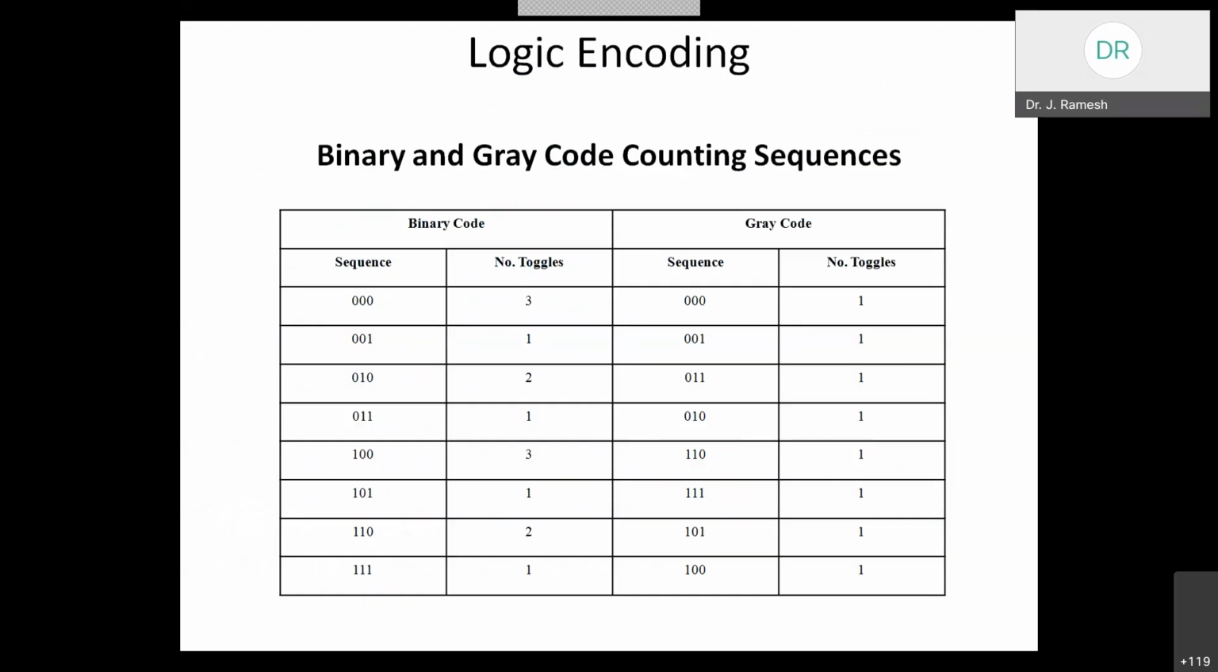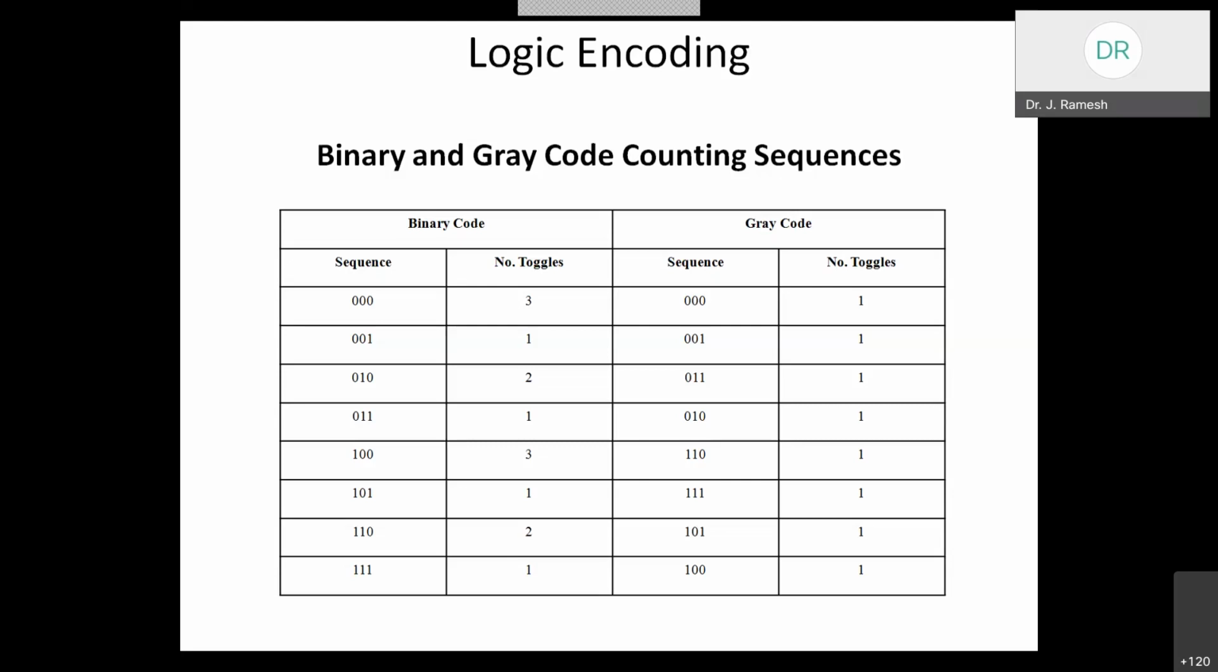The binary code will be in the straight binary sequence. For example, for a 3-bit pattern, it will be 0, 0, 0, 0, 0, 1, and so on up to 1, 1, 1. If you see the number of toggles from the last one, all ones, to the first, all zeros, the number of toggles is 3. And from 0, 0, 0 to 0, 0, 1, the number of switching activity will be 1.